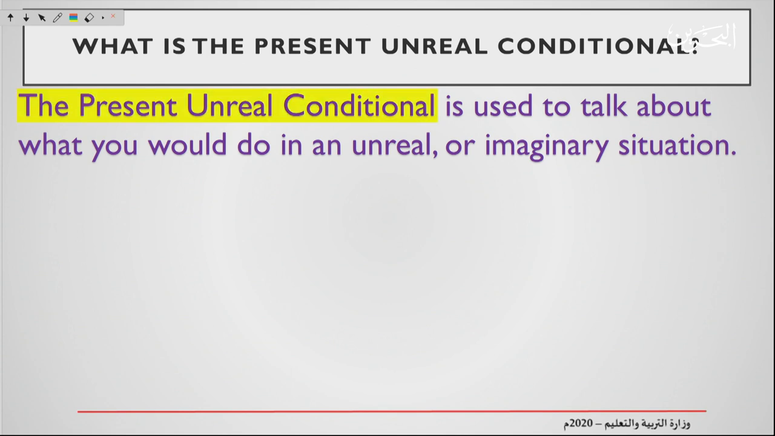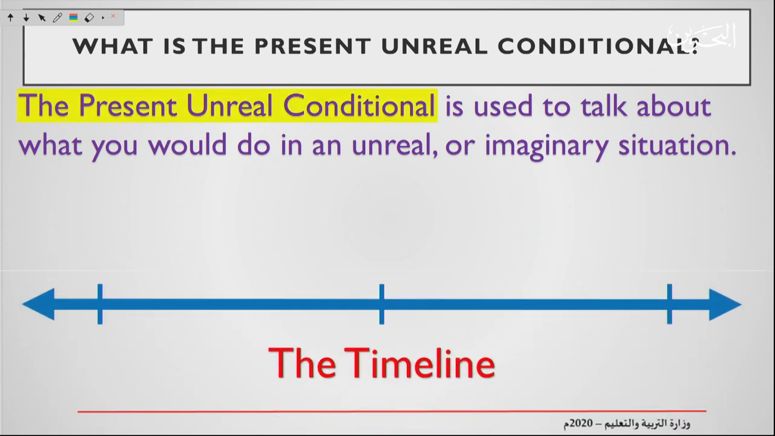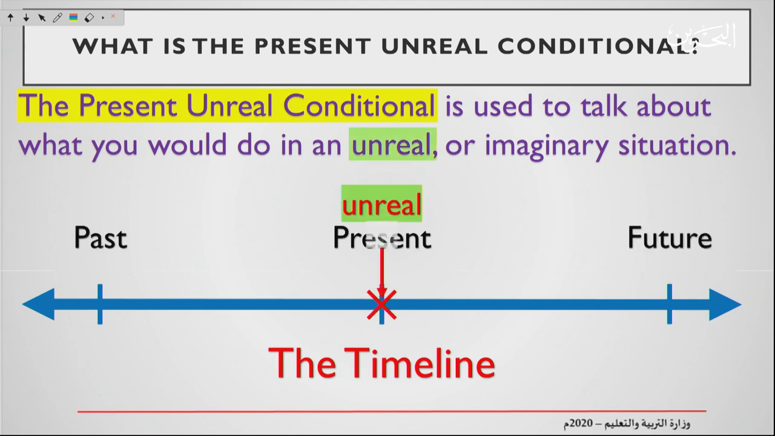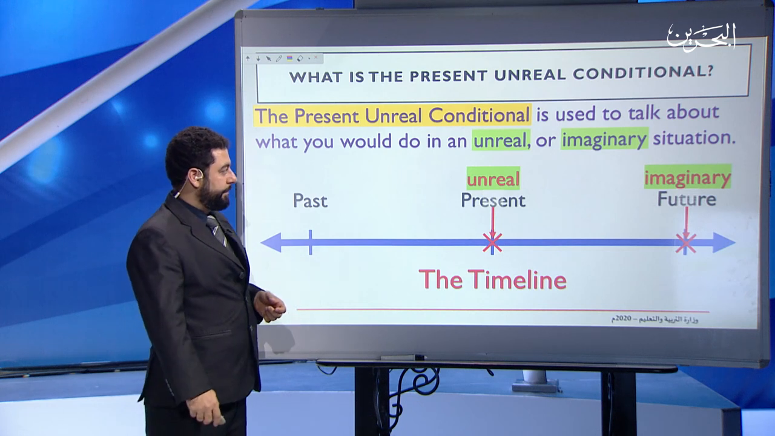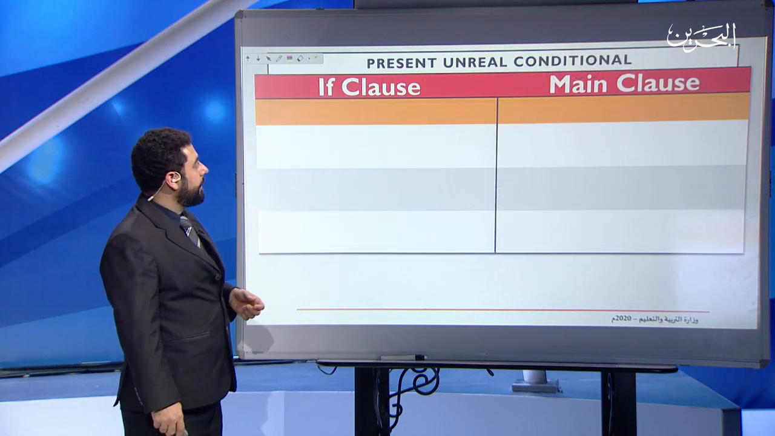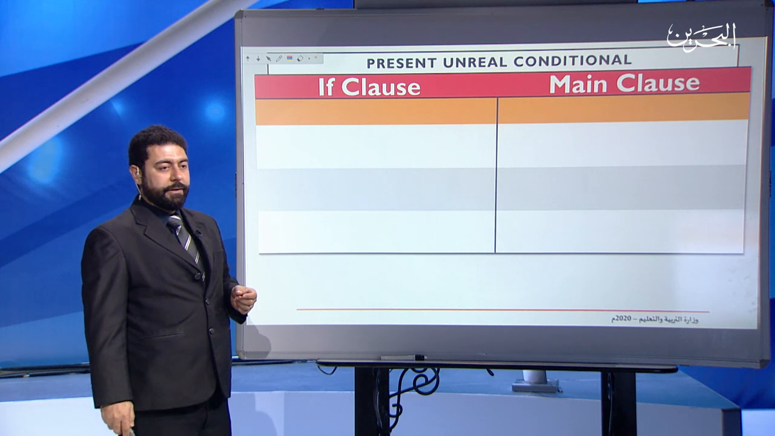So, the present and real conditional, in order for us to understand it, I have to draw the timeline where the present is in the middle, the past, and future. So, the real should be in the present, all right? And the imaginary should be in the future. Okay, present and real conditional.